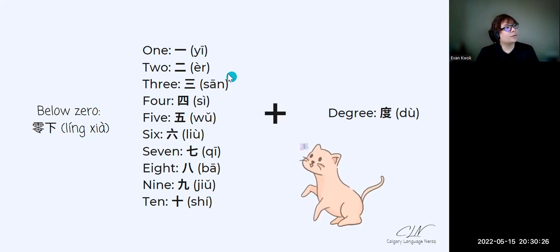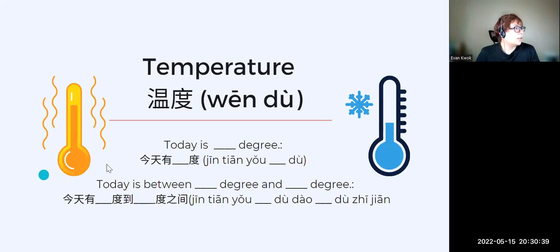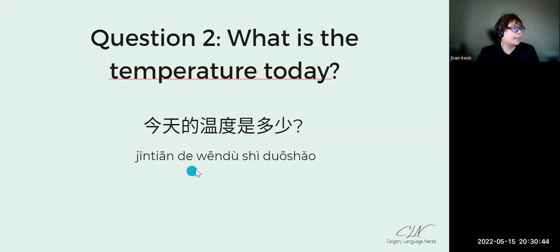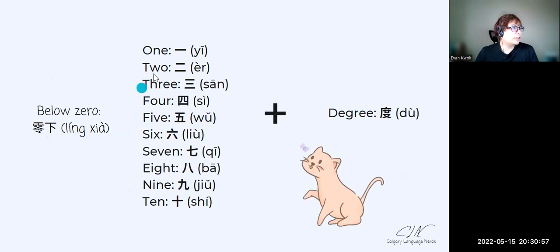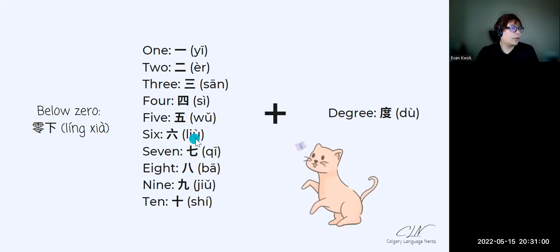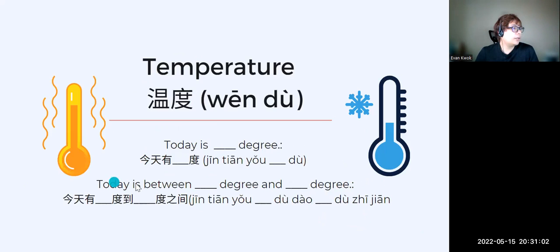One thing to also be cautious about is the number 2. If it's just by itself, we don't say 二度. Typically we say 两度. Yeah, 两度. So let's try, for example. Somebody asks, 今天的温度是多少? Let's say today is 6 degrees. We can say 今天有6度.